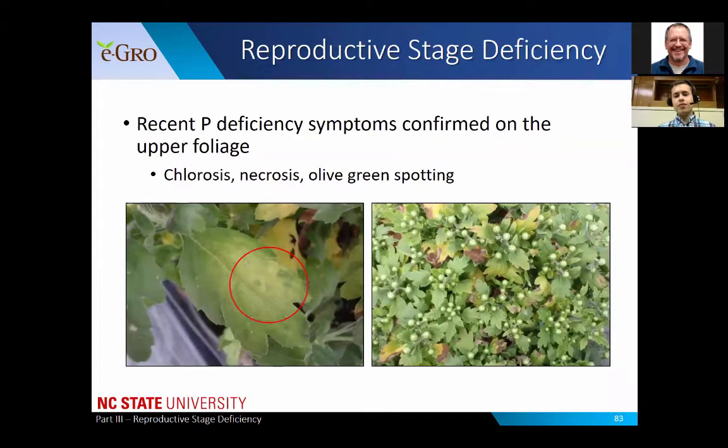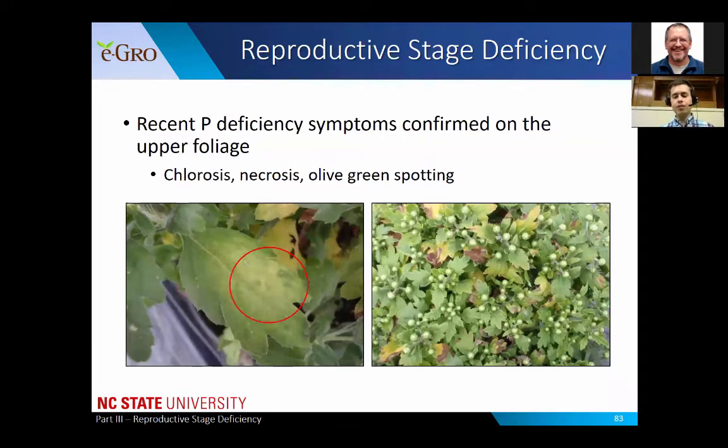So we're talking about this reproductive stage phosphorus deficiency. And these symptoms were confirmed on the upper foliage of a mum crop a couple of years ago. And these symptoms were a chlorosis, necrosis, and olive green leaf spotting on the upper leaves. If you look at the picture on the left, you can see that the leaf has that kind of dull coloration with those very prominent olive green spots. You can see those circled in the red circle there.